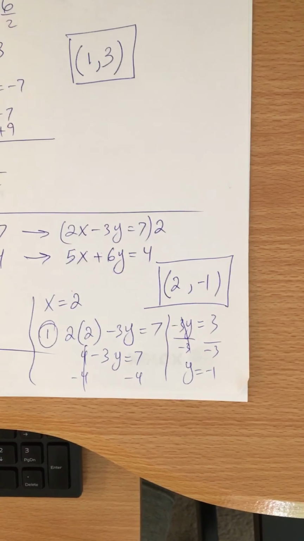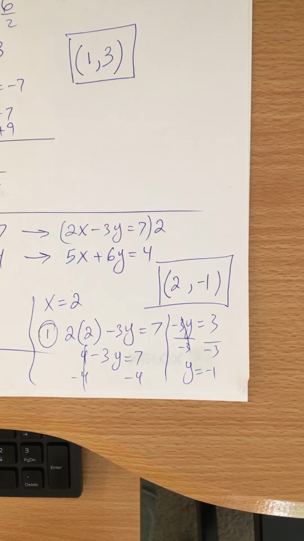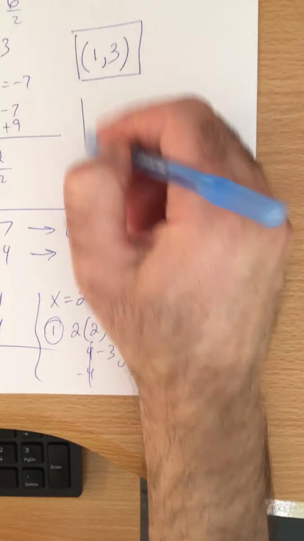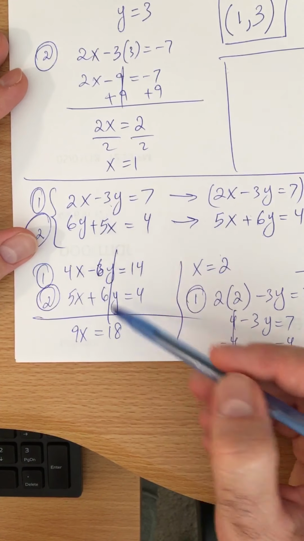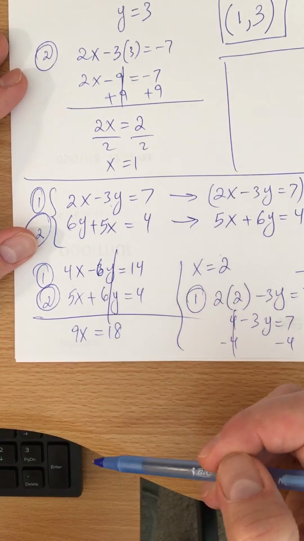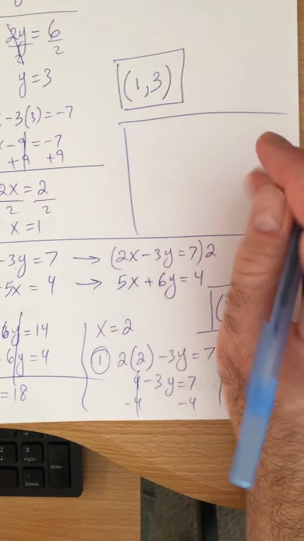Now, you don't always get one solution. Sometimes you get no solution. How do you get no solution? That's when, for example, you are eliminating, let's say you eliminate here, and everything gets eliminated on the left side, the x's and the y's. Let me give you a quick example.